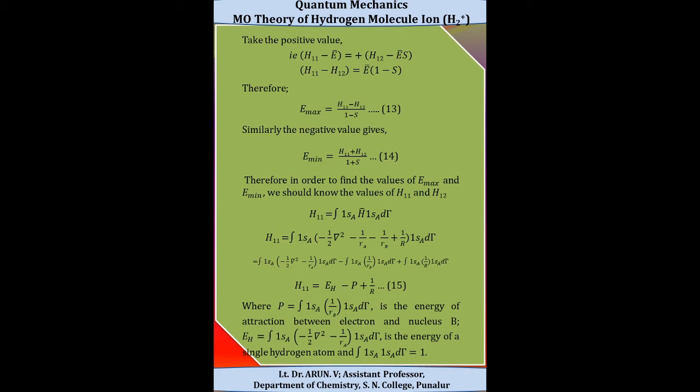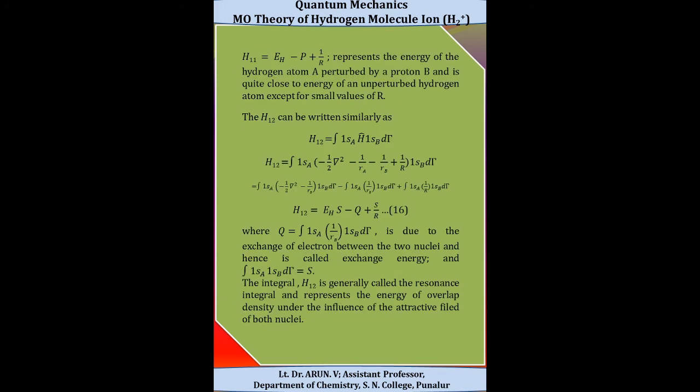EH, equal to the integral of 1s_a (-1/2 del squared - 1/r_a) 1s_a dt, is the energy of a single hydrogen atom, and the integral of 1s_a 1s_a dt is equal to 1. Therefore, H11 equal to EH - P + 1/R represents the energy of hydrogen atom A perturbed by a proton B, and is quite close to the energy of the unperturbed hydrogen atom except for small values of R.